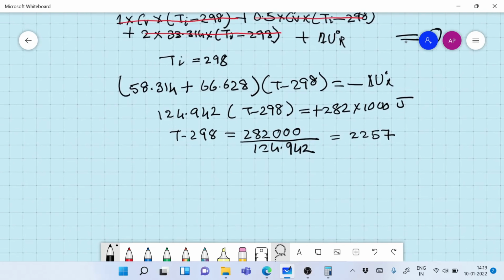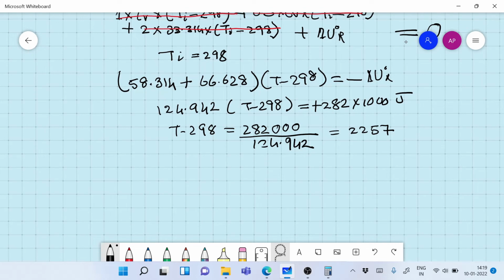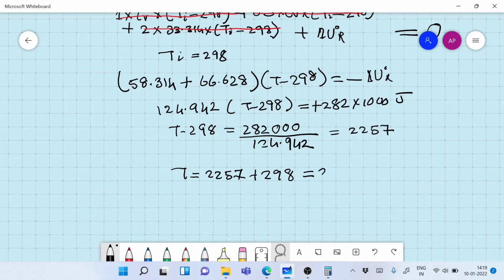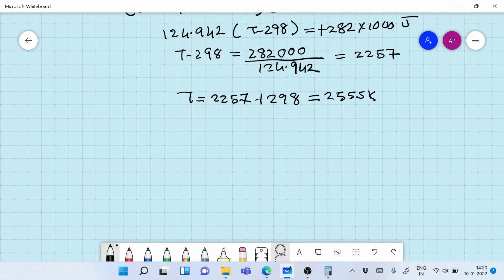So he's asking you the final pressure. So that's the increase in temperature. If you want the final temperature, this is going to be 2257. Should I be considering the decimals? No, not required, because they are insignificant. Plus 298, that's 2257 plus 298, going to be 2555 kelvins. Now we need to find out what is the final pressure.